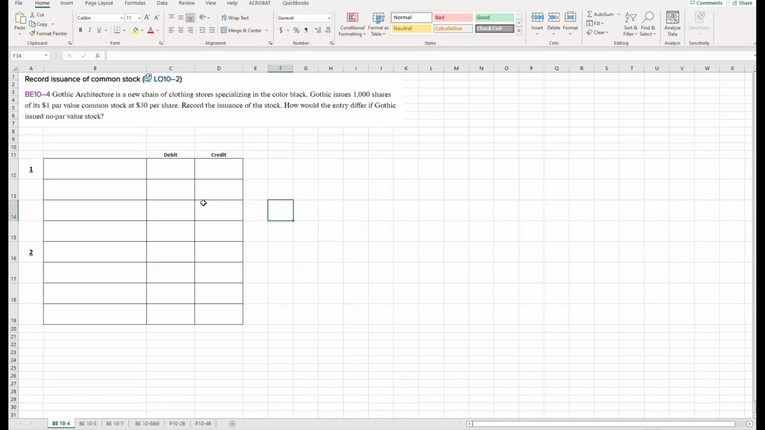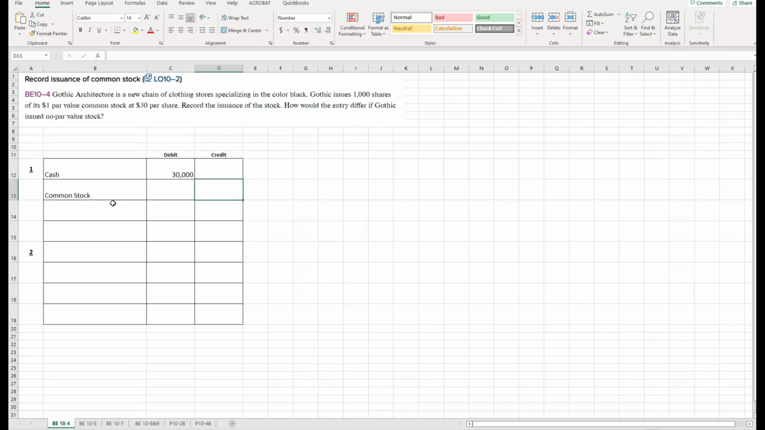So they're talking about Gothic Architecture issuing 1,000 shares of $1 par value common stock at $30 a share. We're asked to record the issuance of the stock. When a company issues stock, it actually gets cash. In this case, they're going to get 1,000 shares times $30. So they're going to get $30,000. And it's common stock, so it's going to go in the common stock account. And that's a stockholder's equity, so you increase it by crediting it.